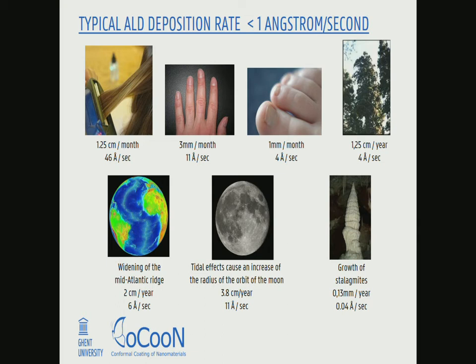For many ALD processes, especially in a research type reactor, you're growing maybe 1 angstrom per minute, or per half a minute, or per 5 seconds, whatever, but you're not reaching these rates. So in other words, as you are standing next to your ALD reactor, these things are growing faster than your film. Then you can go to the growth of trees. These are sequoia trees. They are thickening by about 1 centimeter per year. That translates into 4 angstrom per second. So the trees outside of your lab are typically growing faster than your film.